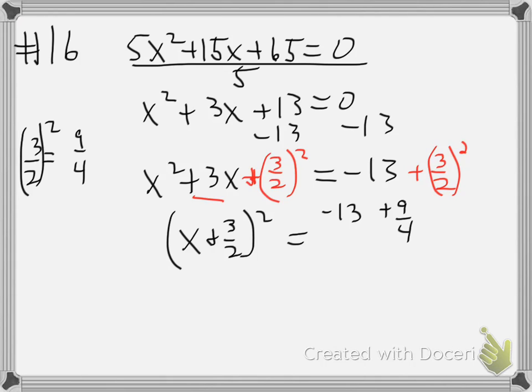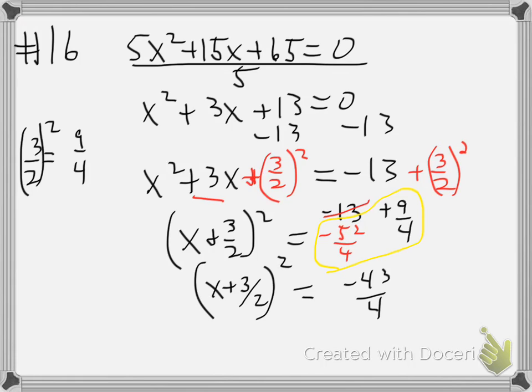And it turns out 13 is actually the number 39. Excuse me, my mistake. Negative 13 is negative 52 over 4. And I'm going to have to add these together. Okay, I'm going to add those together, and when I do that, I get negative 43 over 4, x plus 3 over 2, all squared.